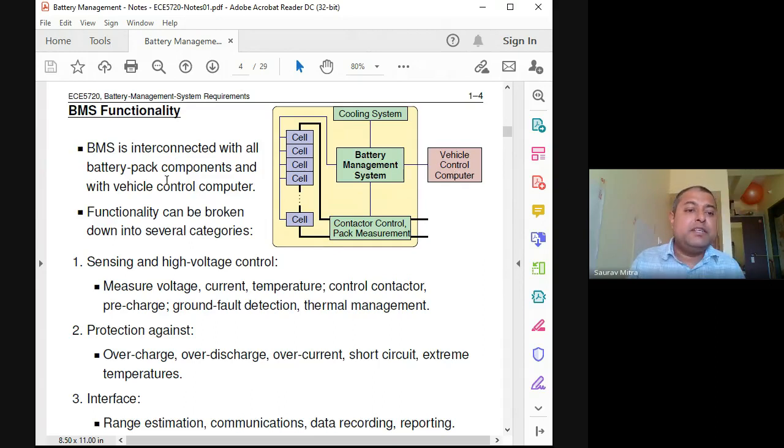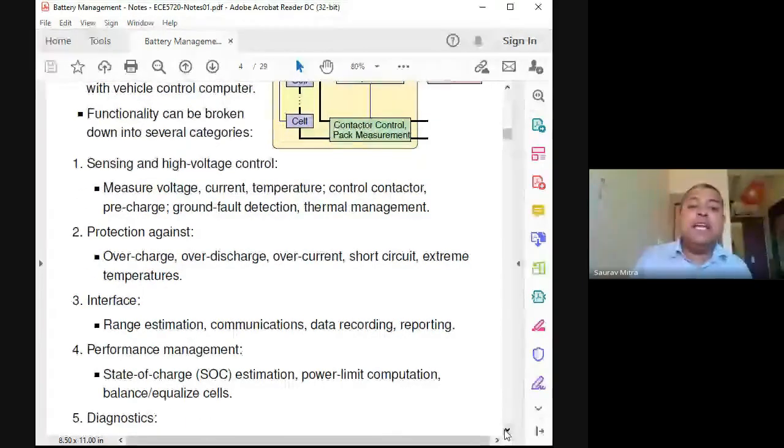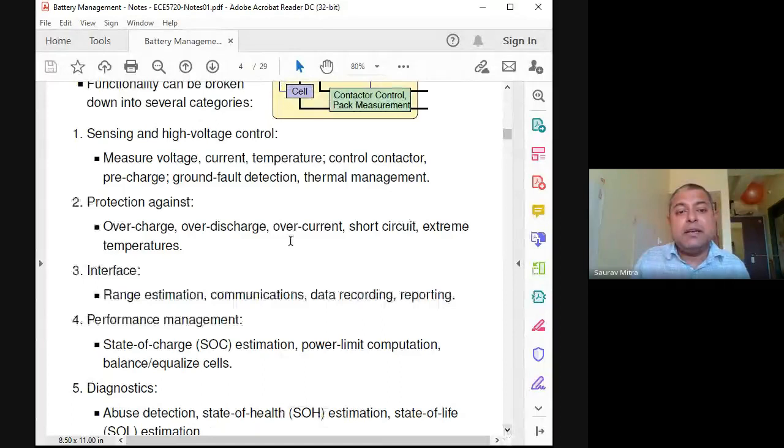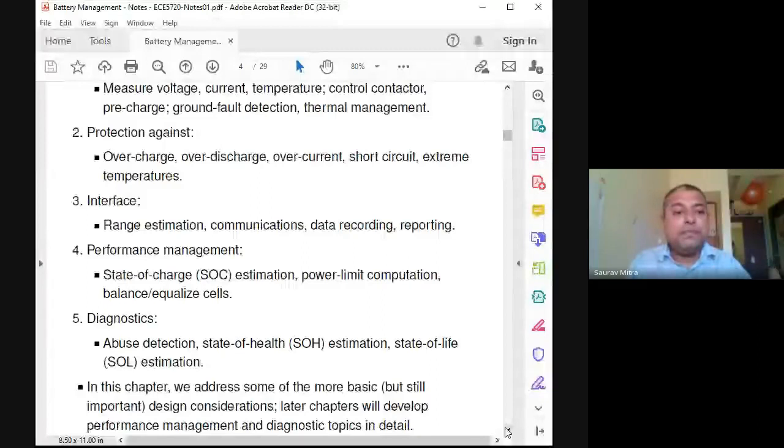So BMS is interconnected with all battery pack components and with the vehicle control computer. Functionality can be broken down. So this can be a big question: what are the functionalities of BMS? Sensing and high voltage control. What all things are measured, you can check. Protection against over voltage, over discharge, overcharge, overcurrent, short circuit, extreme temperature. So these are protection things, and everywhere there is a sensor involved.